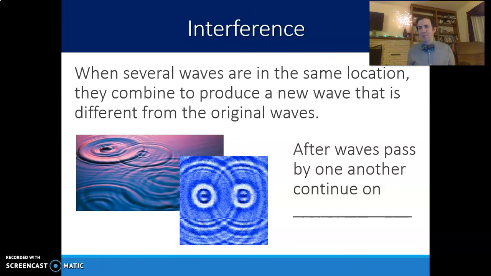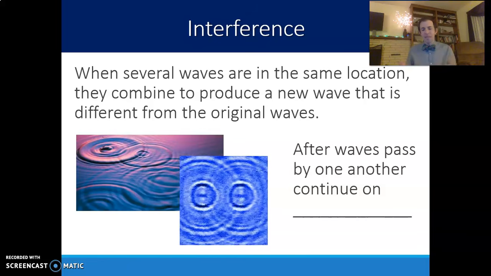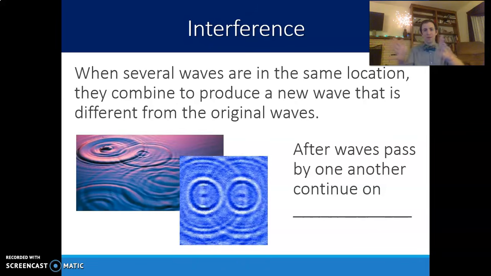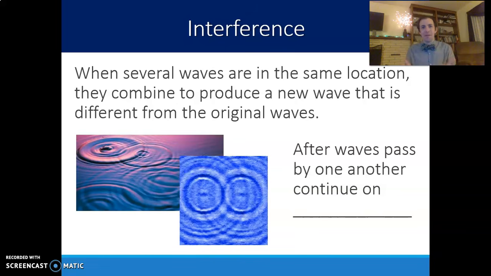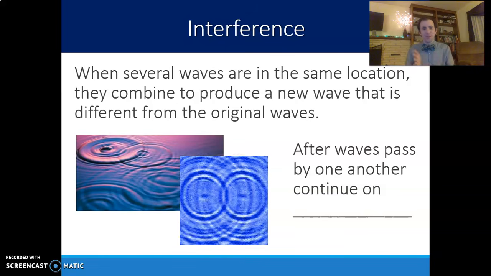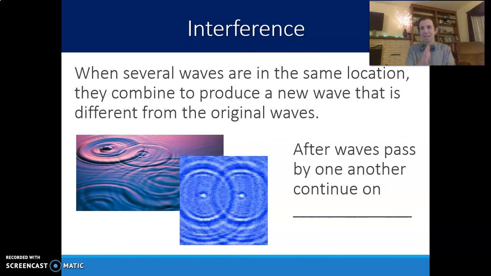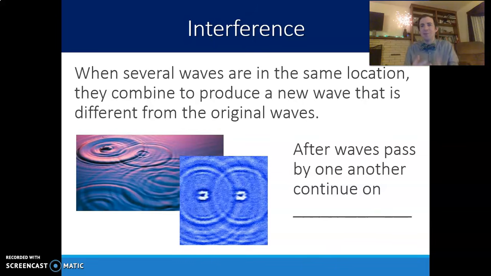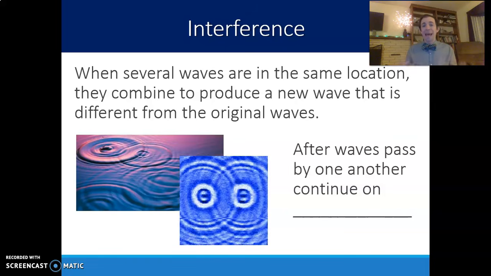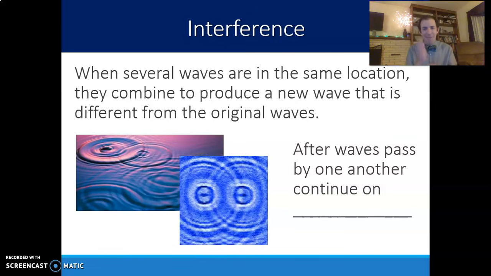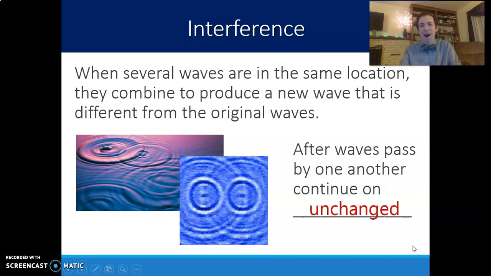Now, something that's interesting with waves that is different than what we typically see with physical objects is that if physical objects were coming toward each other, they would not be able to occupy the same space at the same time. They would collide and they would stop. But waves actually pass through each other. So there will be a split second that they are actually together at the same time, producing a new wave, some wave that is some combination of the two waves that began. But after those waves pass by one another, after that split second that they're in the same spot, they will pass by and continue on unchanged.